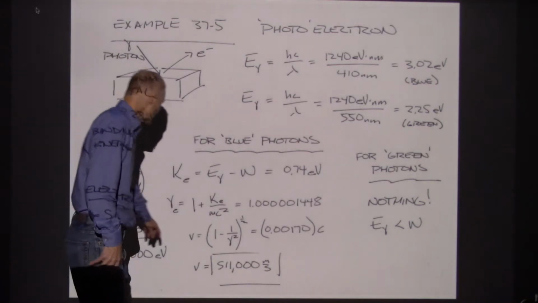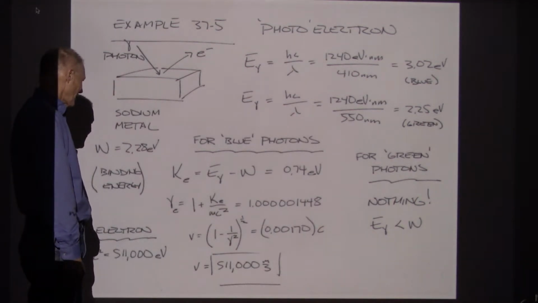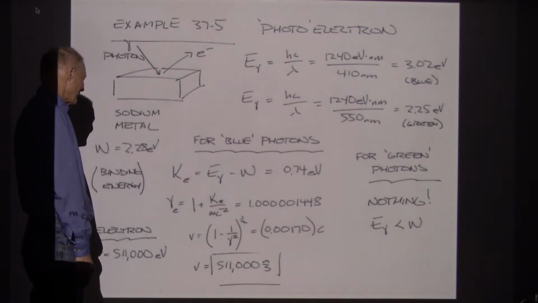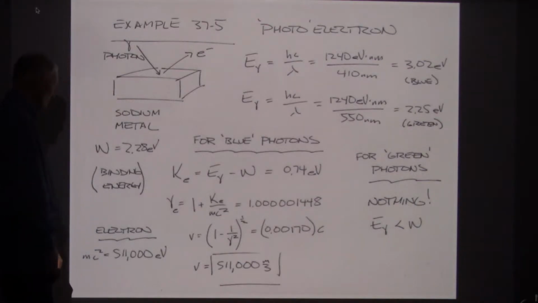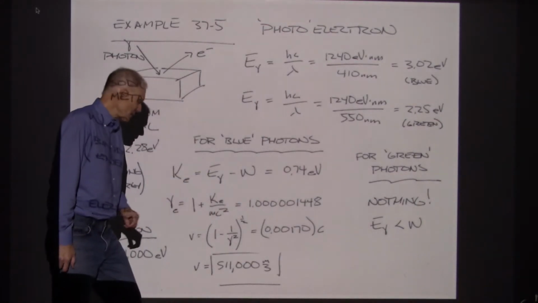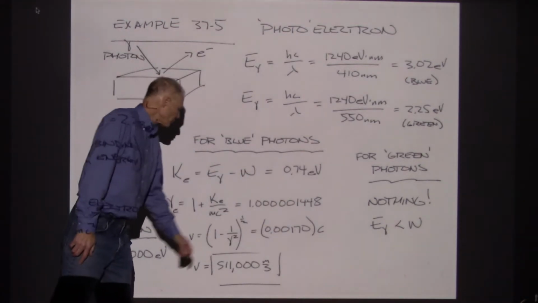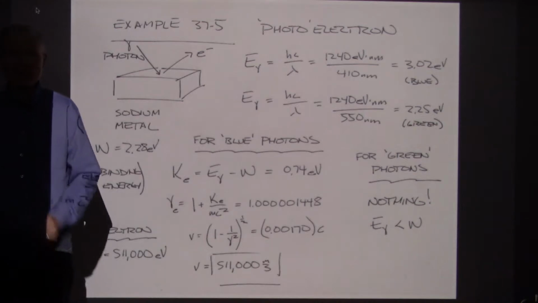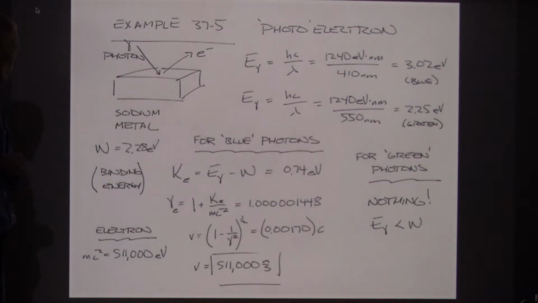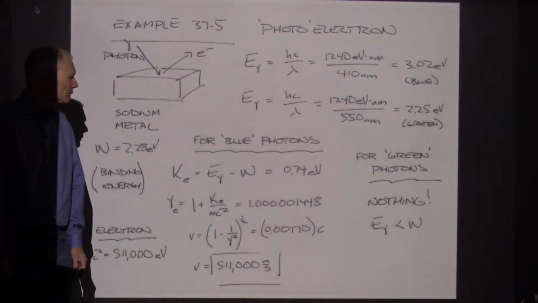But when I went through and solved for the velocity, okay, I've got to double check that. Did that really happen, or did I copy the number over? So when I calculated this, it came in at 0.00170 times the speed of light, which is 511,000 meters per second. Seems like kind of a coincidence that both of those came out to be 511,000.